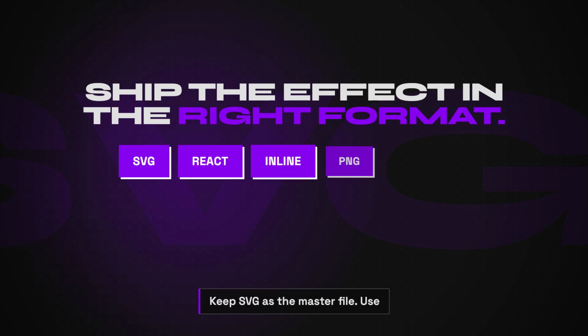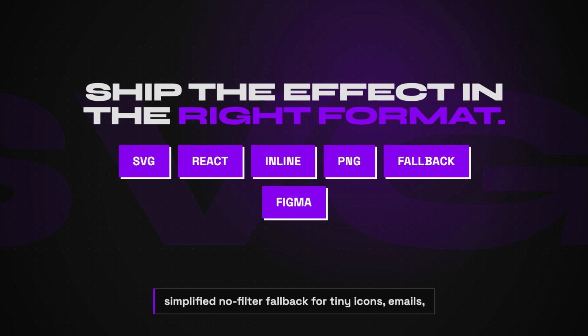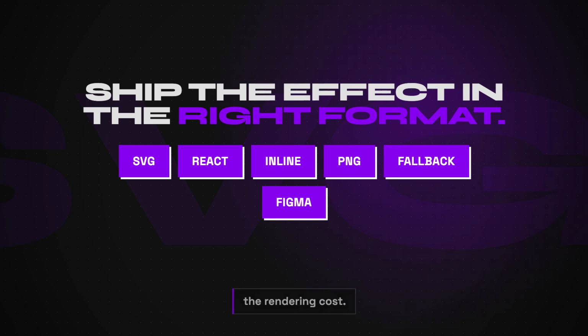Keep SVG as the master file. Use inline SVG or React when the effect belongs in the interface, export PNG when a platform demands pixels, and keep a simplified no-filter fallback for tiny icons, emails, or places where filters are not worth the rendering cost.